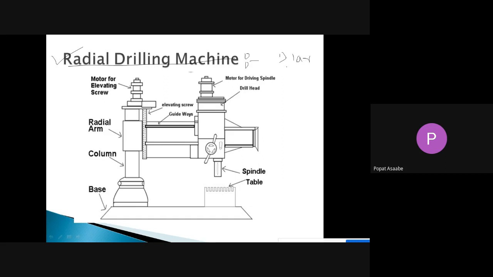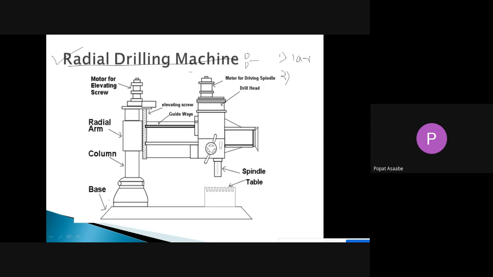Or we can say that we can use the radial drilling machine to produce holes on large or heavy duty workpieces. For this purpose we can use the radial drilling machine. Why it is called the radial drilling machine, that point we will also discuss. Now first we will discuss the construction and working of the radial drilling machine.